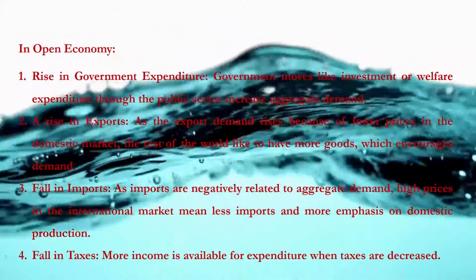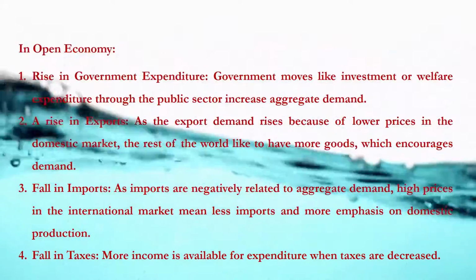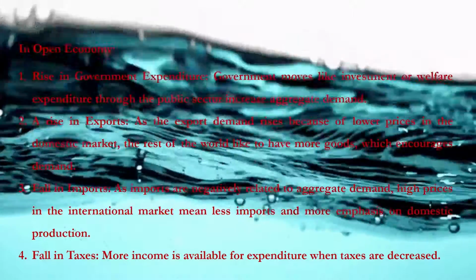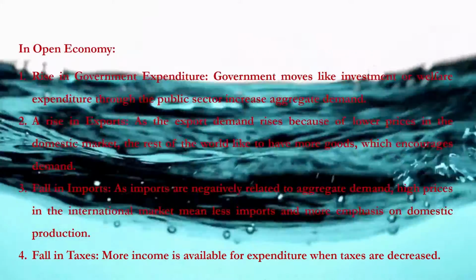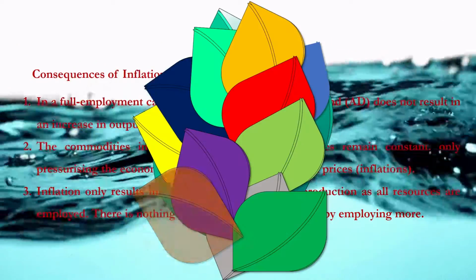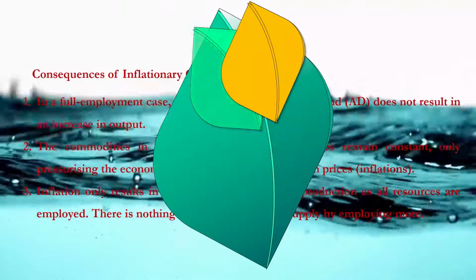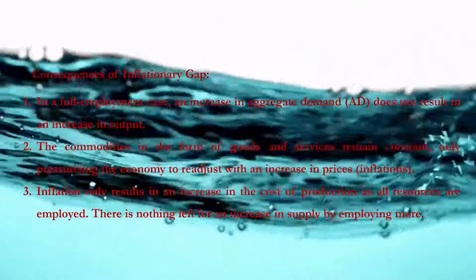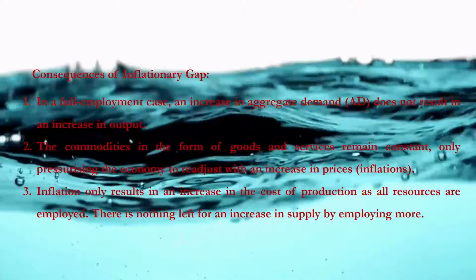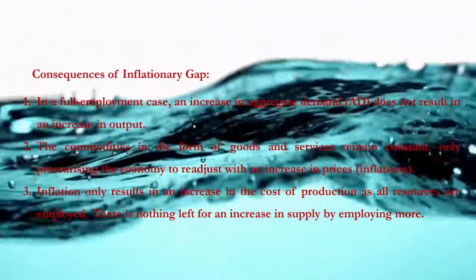3. Fall in imports. As imports are negatively related to aggregate demand, high prices in the international market mean less imports and more emphasis on domestic production. 4. Fall in taxes. More income is available for expenditure when taxes are decreased.